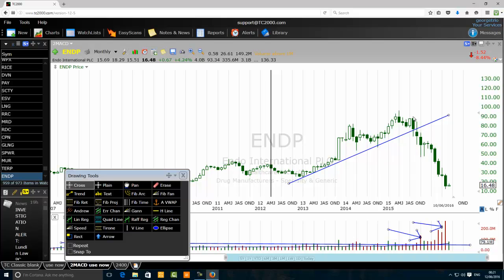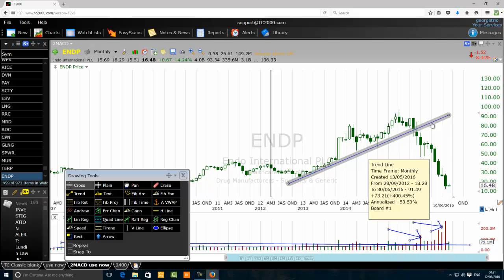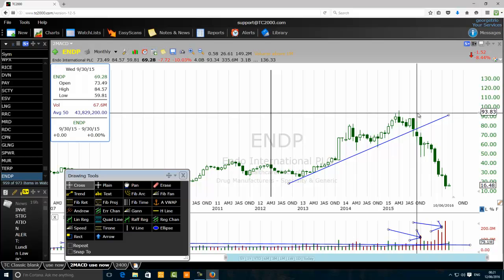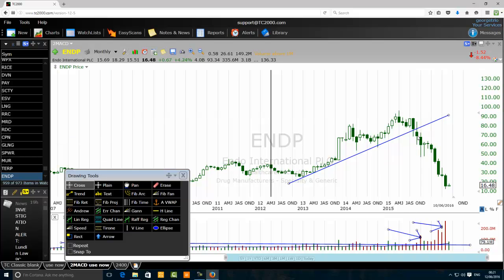It takes place when the price broke below this bullish trend line and was retesting it, in this particular month. Which month is this? We are in September 2015. That's exactly when the price broke below this trend line and was retesting it on the monthly chart, and we have a volume spike.